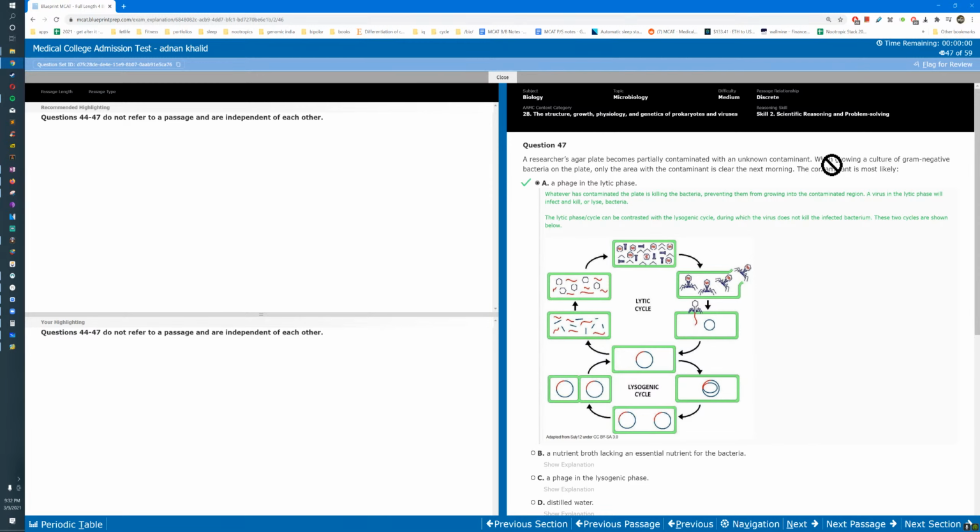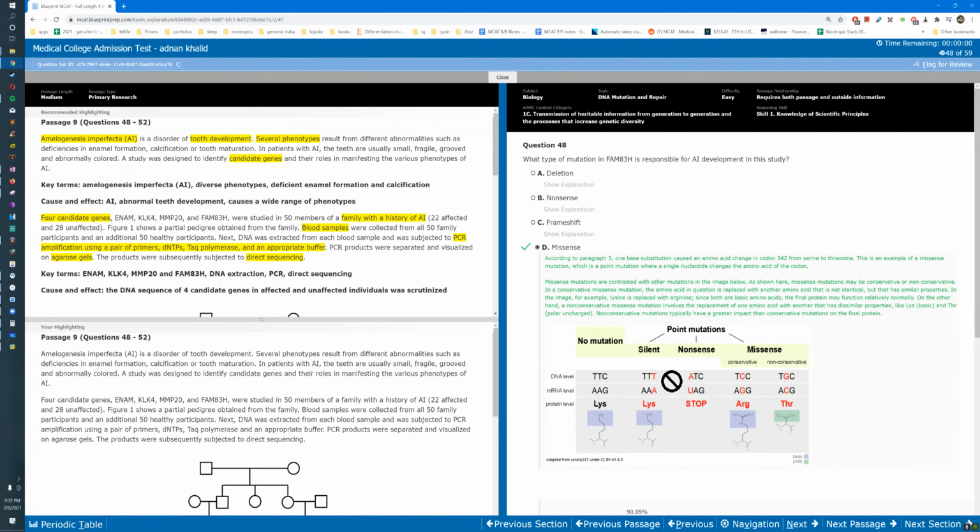So some plate is growing some bacteria, and some area that's been contaminated is clear, so the bacteria is gone. So it's a phage in the lytic phase, and you should know the lysogenic and lytic cycle. You need to know that stuff.